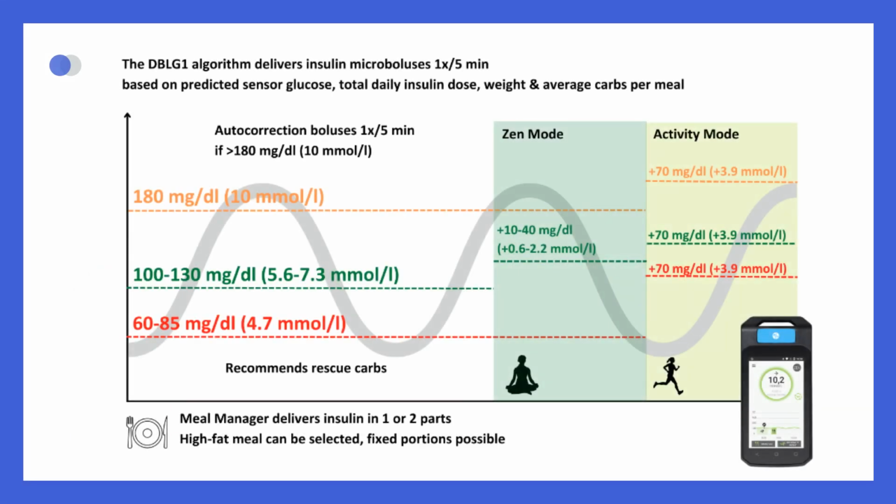Diabeloop also features a unique meal management algorithm, which involves recommendations for administering the meal bolus. Here are the key aspects of the meal management algorithm. In some cases, the system divides the meal bolus into 2 administrations based on sensor glucose levels and the meal type.